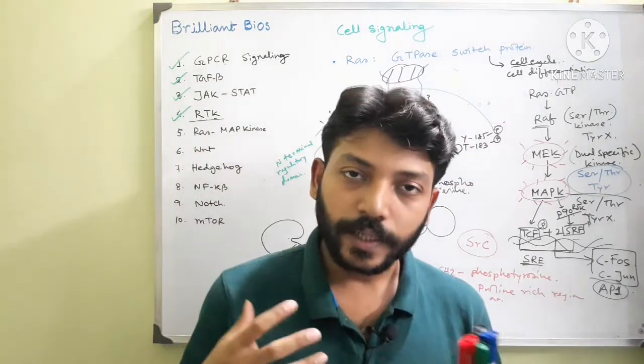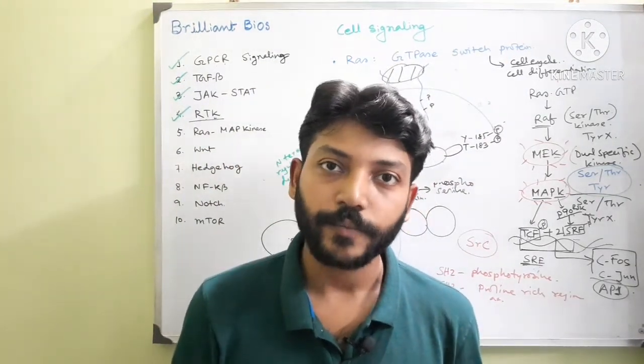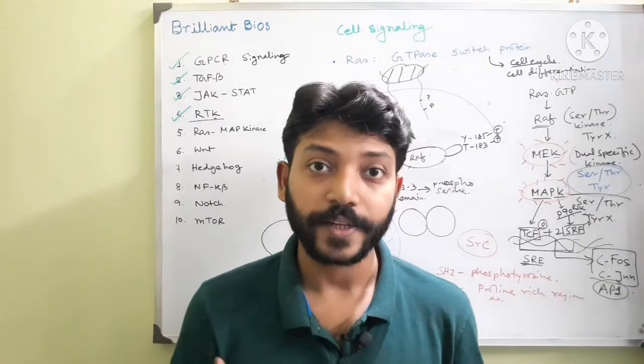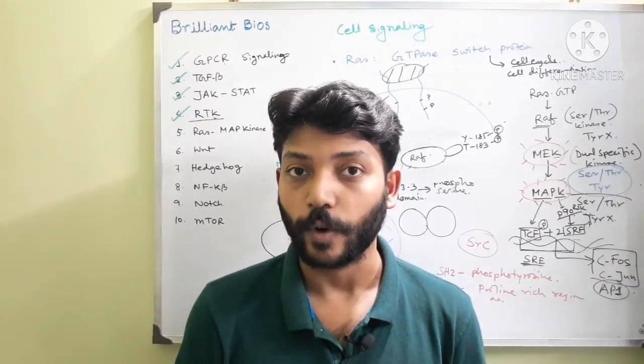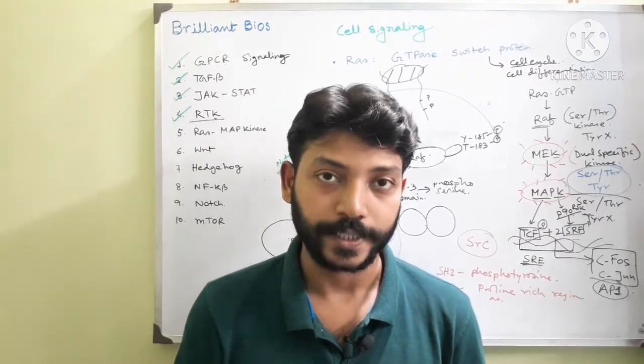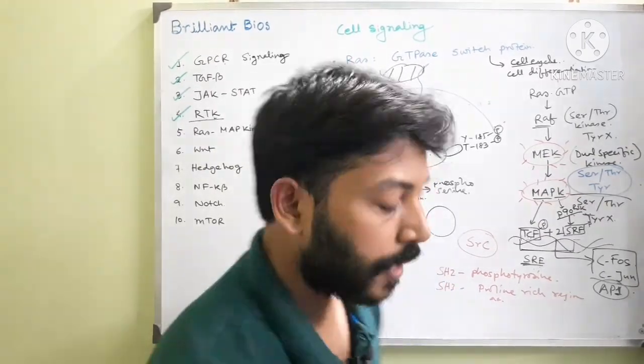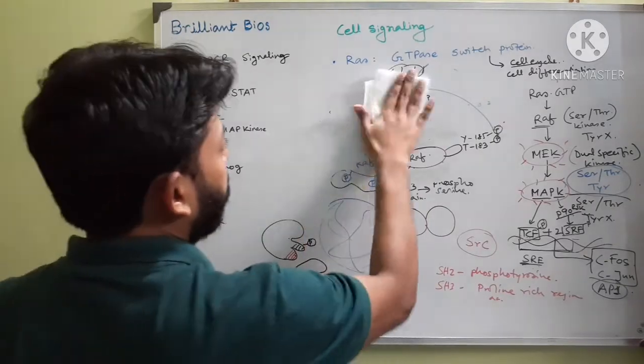So in a way you can understand that if any mutation occurs and the RAS protein gets activated constitutively, then there is a problem: the cell will proliferate much more than under normal conditions and can cause cancer. Here I want to mention another fact about the RAS protein.